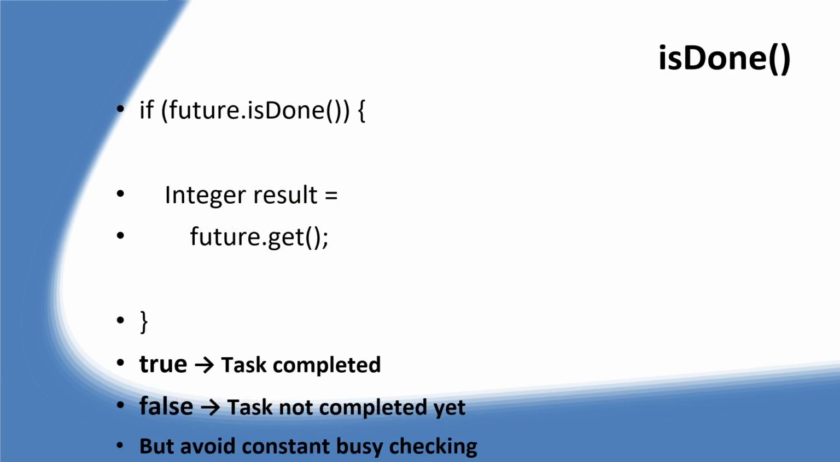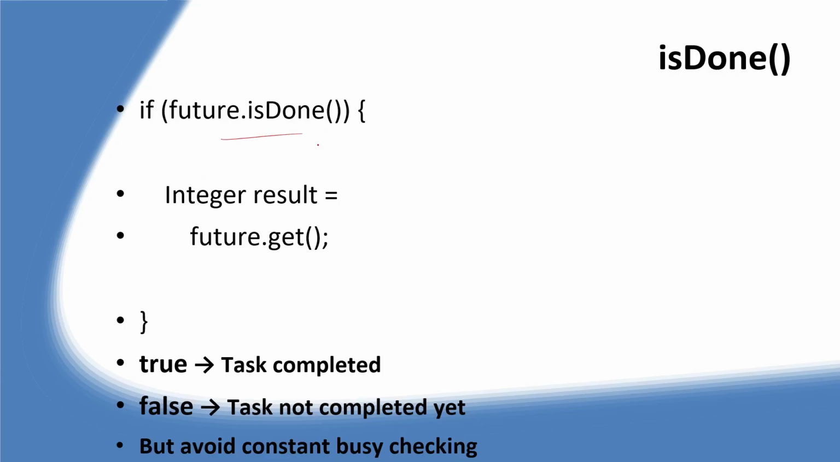Okay, now there is one more method called isDone. So Future also provides the isDone method. It tells us whether the task is completed or not. If it returns true, that means the task is completed. We should be careful not to create a loop that constantly calls isDone. That is another important point.